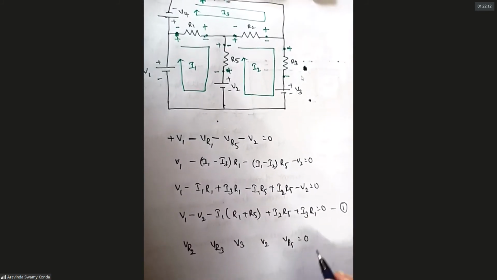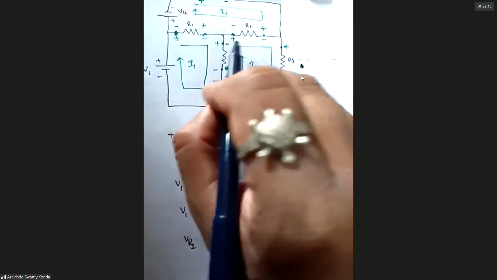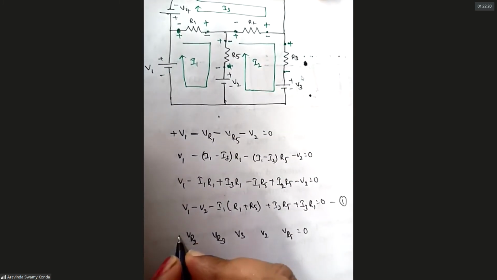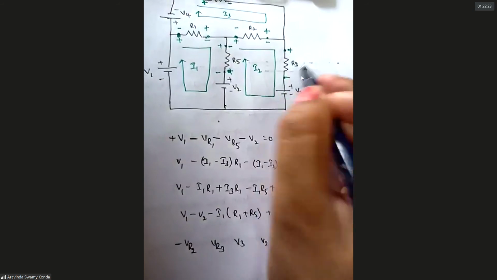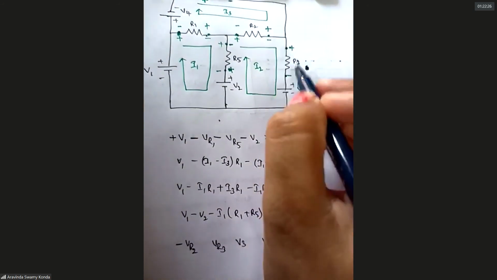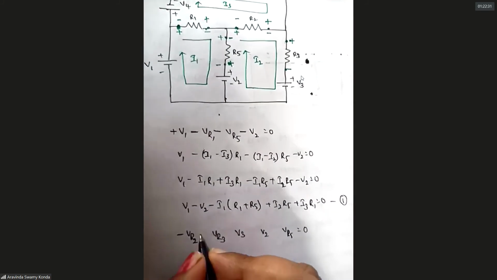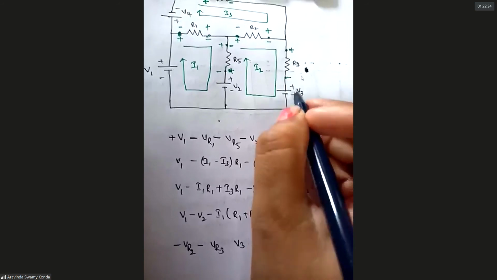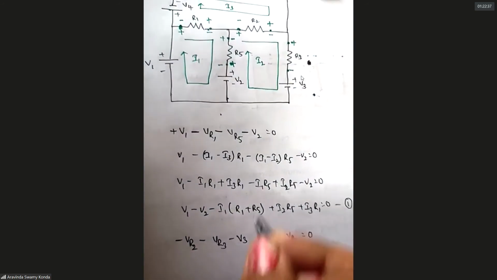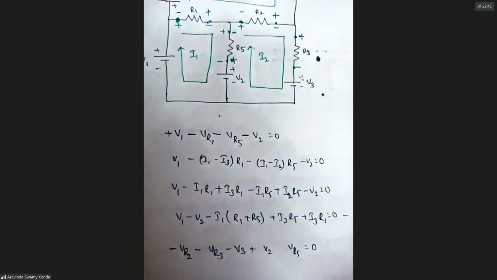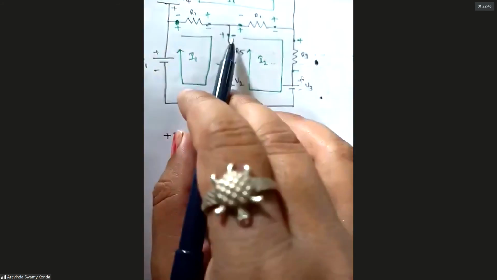What signs do you want to write? For VR2 you are coming from plus to minus or minus to plus? Plus to minus, sir. What sign do you give? Minus. Next VR3, plus to minus, minus. For V3, plus to minus, minus. Then V2, minus to plus, plus. VR5, plus to minus, again minus.